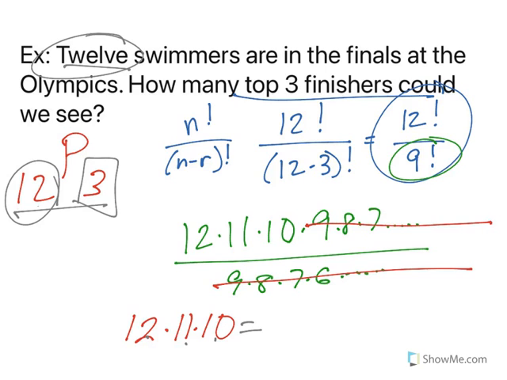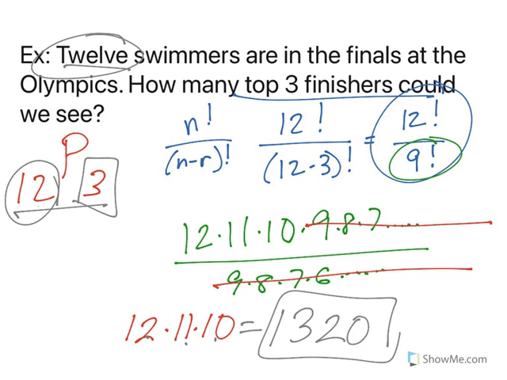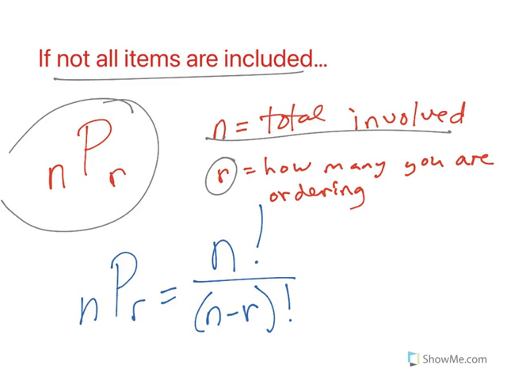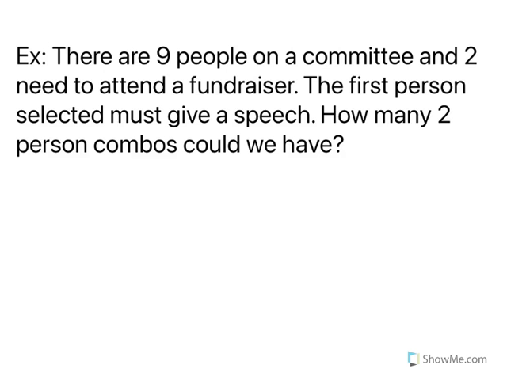So 12 times 11 times 10 gives me 1,320. So there are 1,320 different ways that we could finish these swimmers in order here. Okay, so let's do another one.